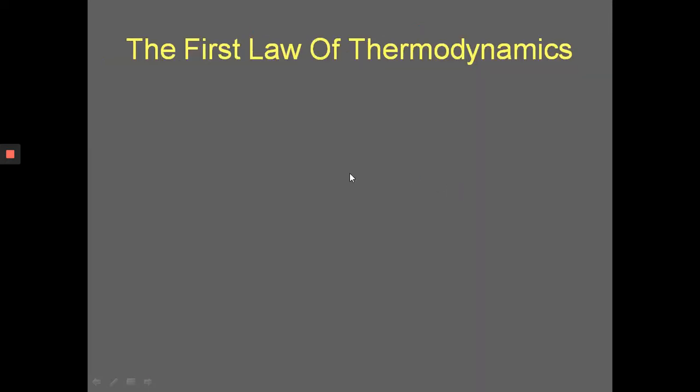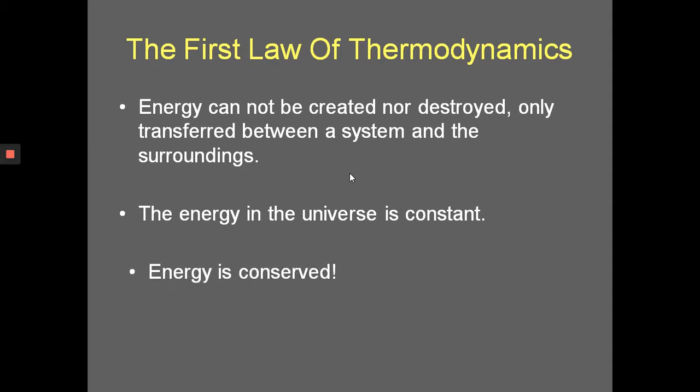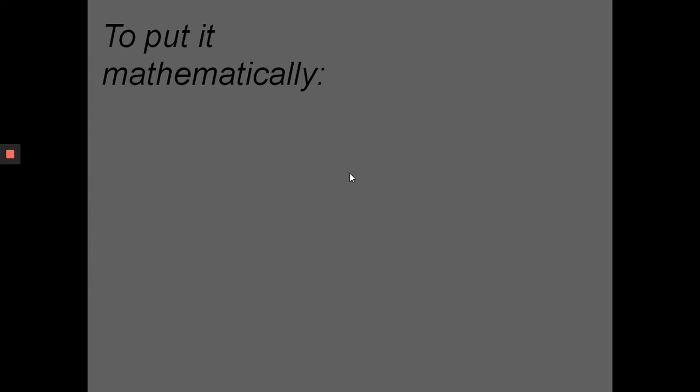All right, the first law of thermodynamics: energy cannot be created nor destroyed. That means it can only be transferred between a system and the surroundings. The energy in the universe, therefore, is constant, and that means the energy has to be conserved. You just can't create or destroy energy. All right, to put it mathematically.